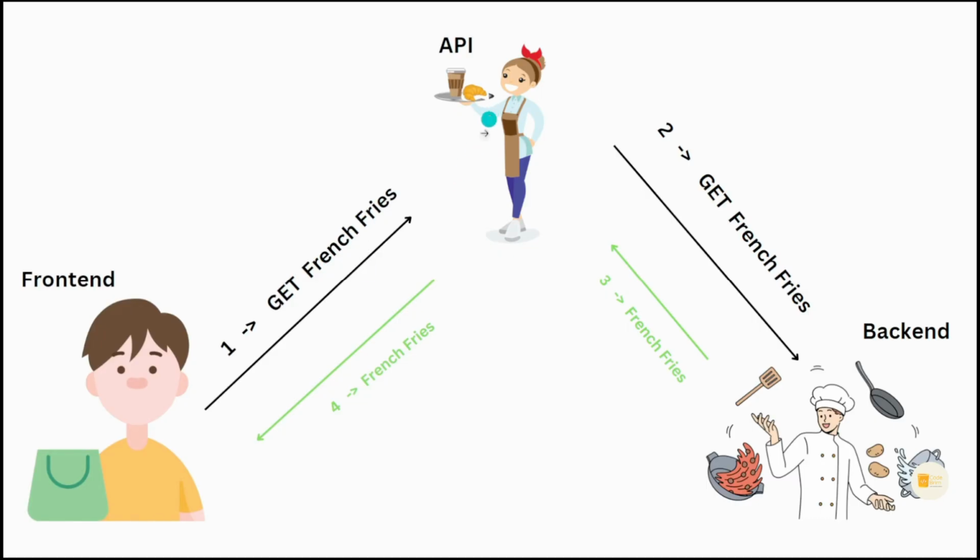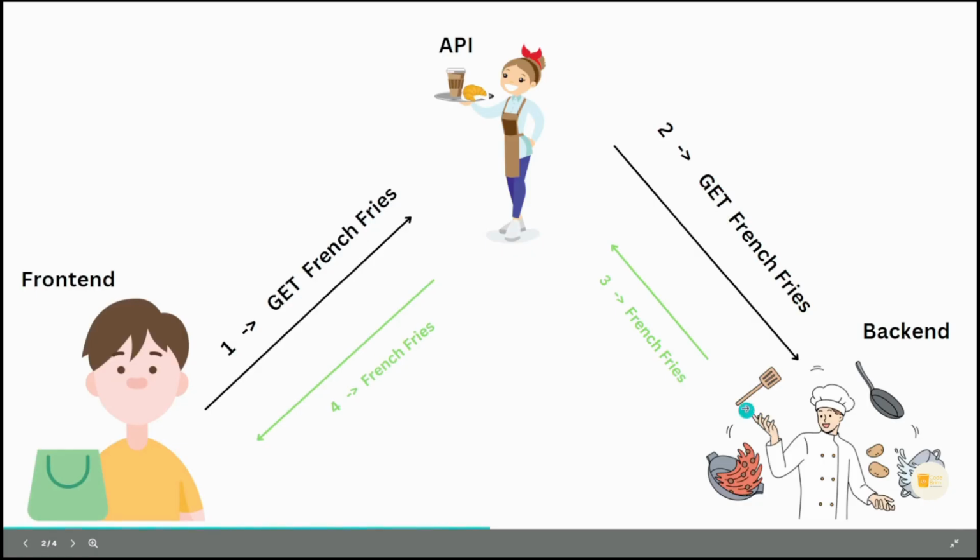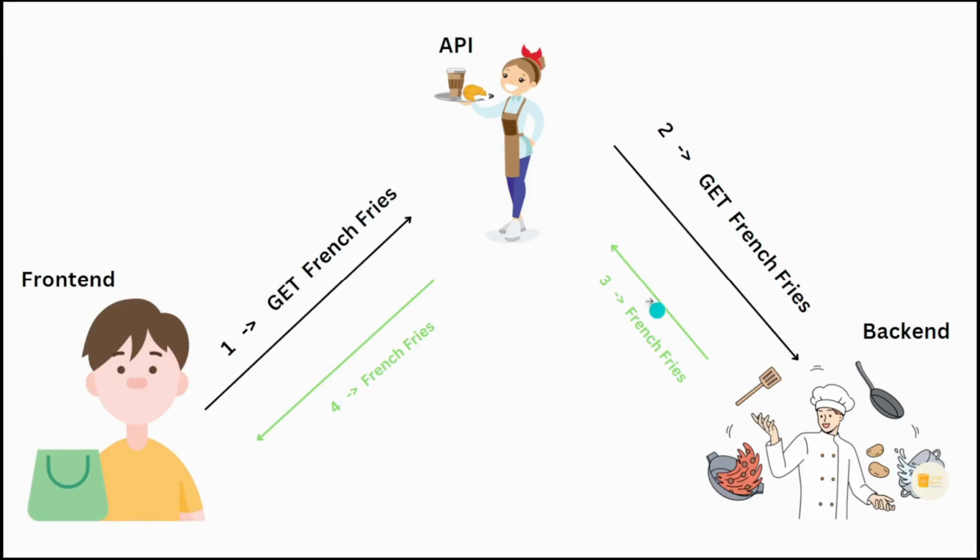The waiter took this request and sent it to the chef. So now the chef has a request named get French fries. This black arrow means request, right? Now as a response, the chef sent French fries. You can see that with green I have marked the response. So the first step is from customer to waiter, the second step is from waiter to chef, and the third step is the chef sending the prepared French fries to the waiter.